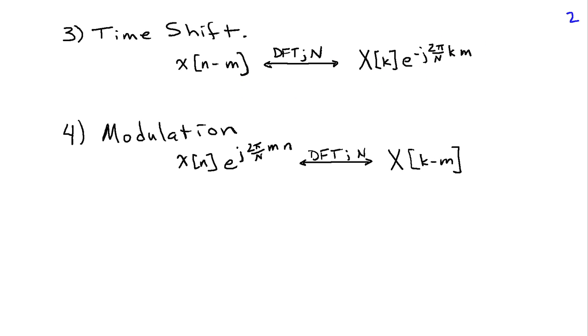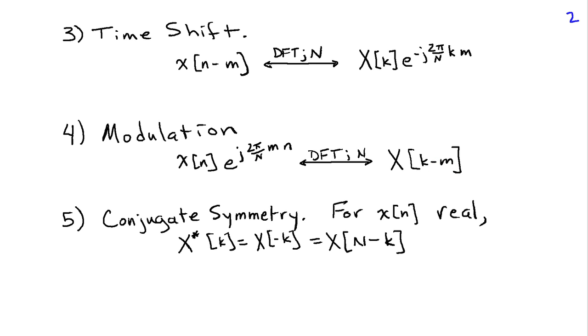Similarly, the dual of that is the so-called modulation property. That states that if I take x of n and I multiply it by a complex sinusoid whose frequency is 2 pi over capital N times m, and I take the N-point DFT of that, what I obtain is a shifted version of the DFT coefficients. In other words, I end up with X of k minus m. Modulation of the time signal shifts the DFT coefficients in proportion to the frequency of the modulation.